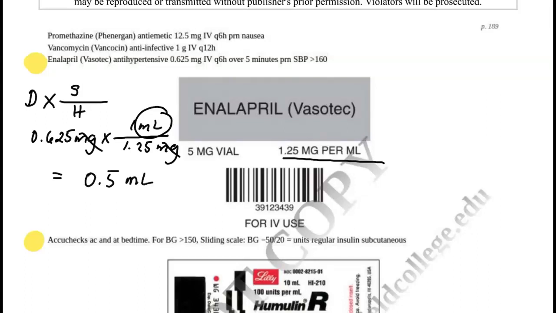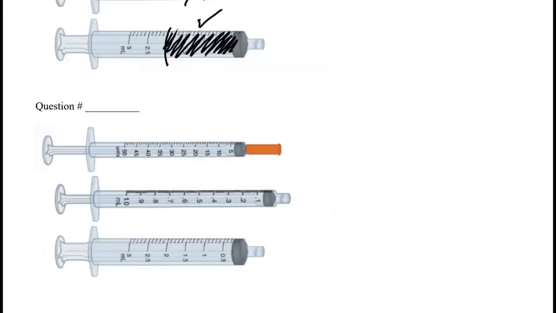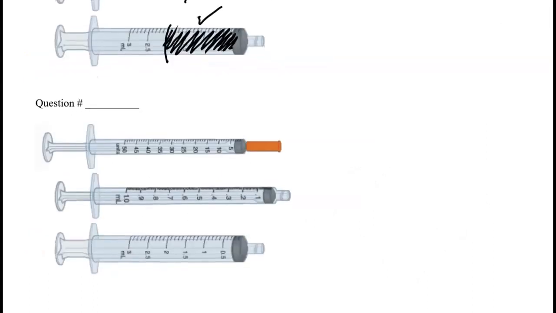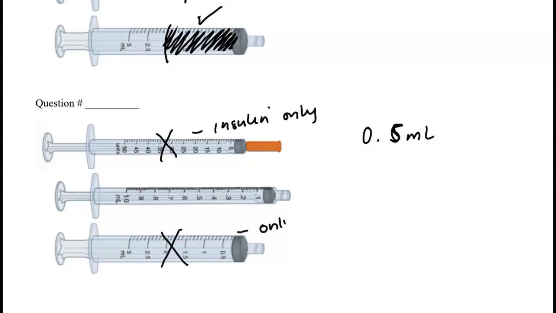Now we're gonna find the right syringe and we're gonna mark it. So that's your answer, you guys. Okay, again, this is all our selection. So we need 0.5 mLs. Again, we can't use the first one because this is for insulin use only. So I'm just marking this to help you review, but you don't need to mark it like this on the exam, just the one that you need. So you don't have to cross out the one that you don't need.